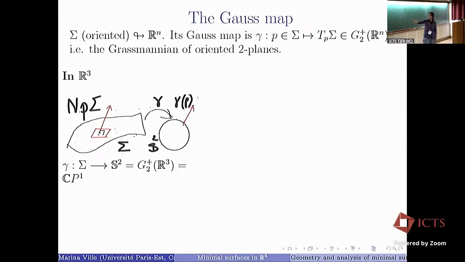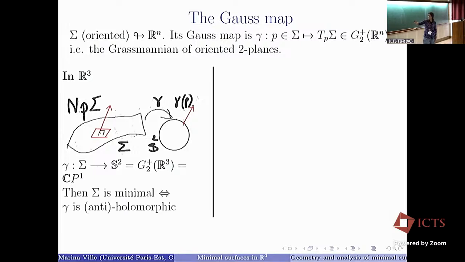And as a projective line, we have this characterization, which is extremely fruitful: sigma is minimal if and only if the Gauss map is anti-holomorphic. This is a question of convention, holomorphic or anti-holomorphic, so that's why I put a parenthesis.